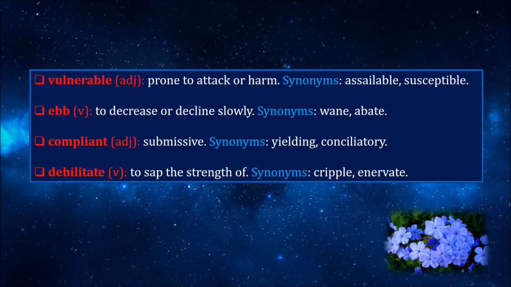Next, vulnerable. Vulnerable, prone to attack or harm. Vulnerable is susceptible. Another synonym is assailable. Assail is to assault. The castle was assailed, meaning the castle was assaulted. Susceptible and assailable are synonyms for vulnerable. Vulnerable is prone to attack.